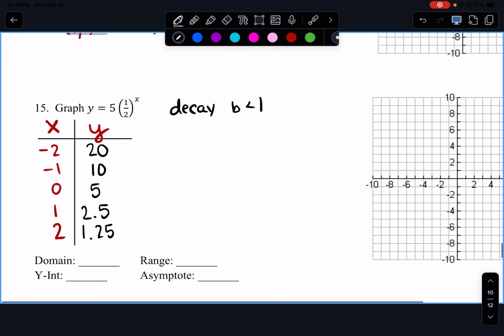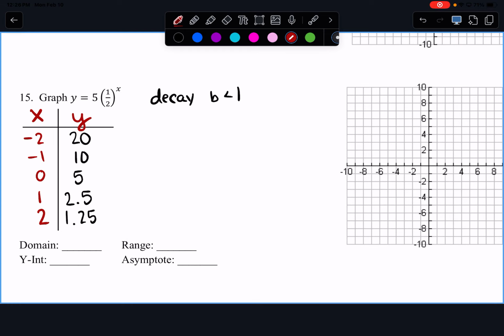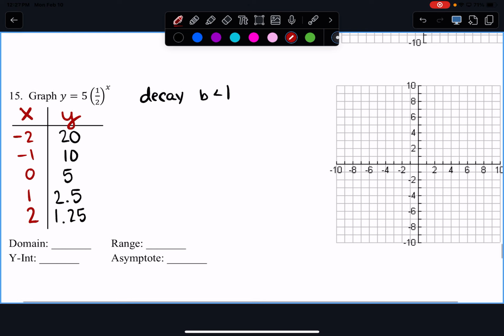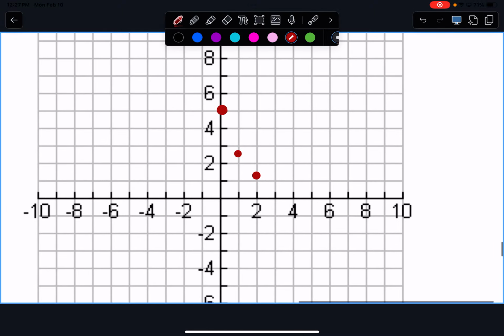All right. Now let's graph this. At -2, where does my point need to go? 20. Can I put that on this graph? No, so I don't need to worry about it. But -1, 10. Can I put that on here? So let's put that point there. Then we have 0, 5. 1, 2.5. 2, 1.25. Then we are good to sketch on here our graph.